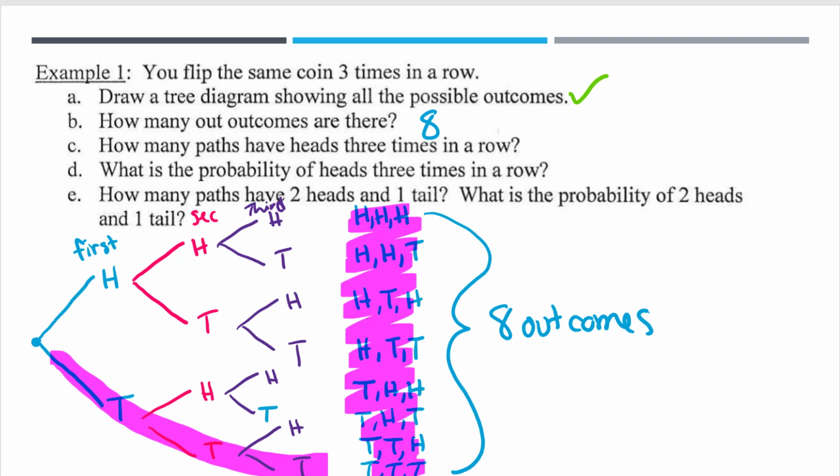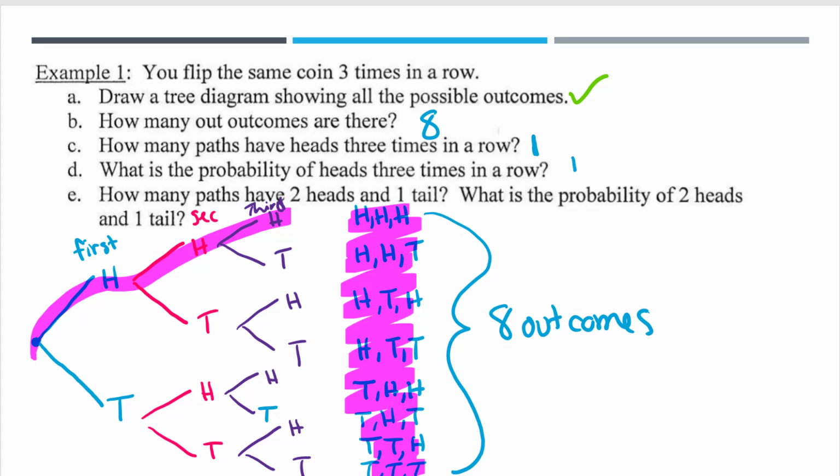How many paths have the heads 3 times in a row? Well, we only have one path that has it 3 times in a row, and that's that first path, 1. What is the probability of heads 3 times in a row? So if we only have one path, that means that we have 1 out of the total of 8 outcomes.